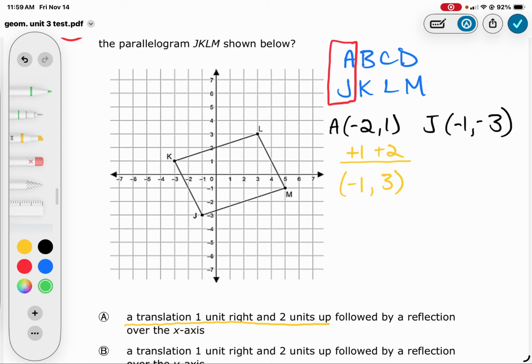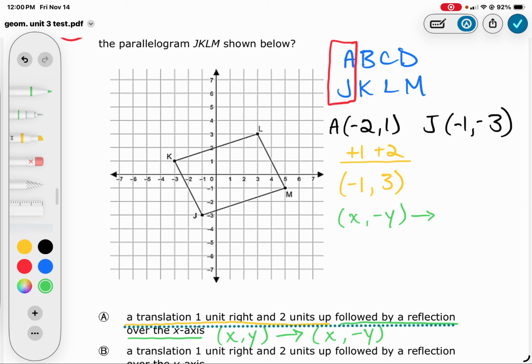The second part says followed by a reflection over the x-axis. When things reflect over the x-axis, the x value stays the same and the y value changes. So let's say I just had a point that was x and y. If I reflect that over the x-axis, the x value stays the same and the y value changes to its opposite. So I'm just going to apply that now to the yellow point up here. Once again, the x stays the same, the y changes to its opposite.